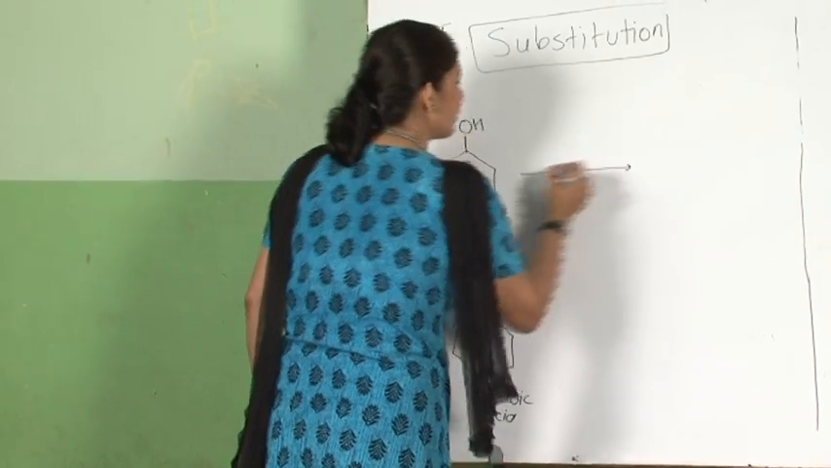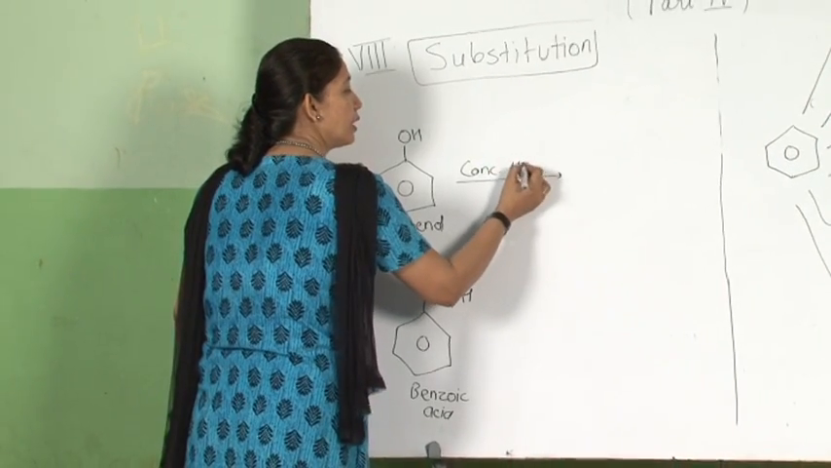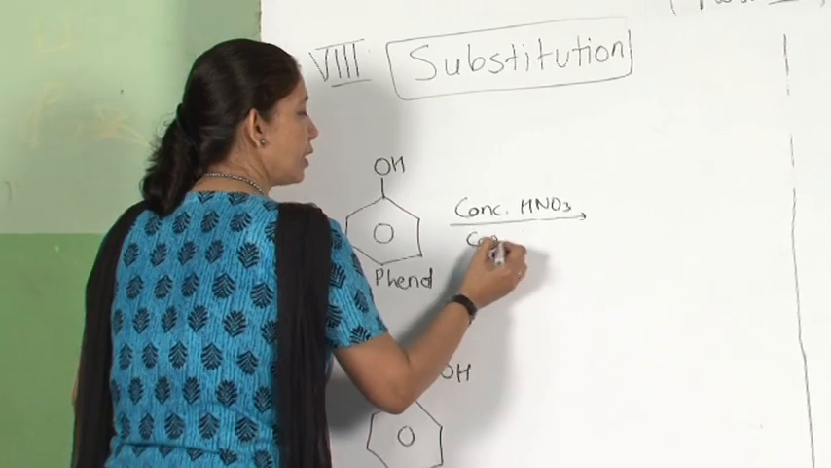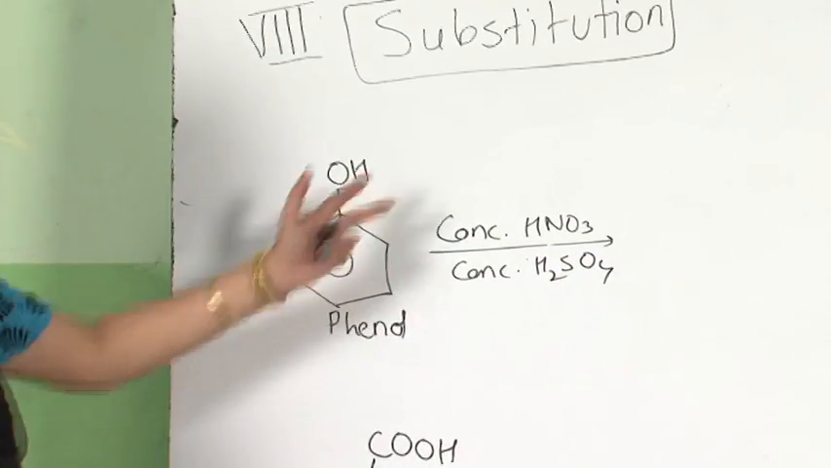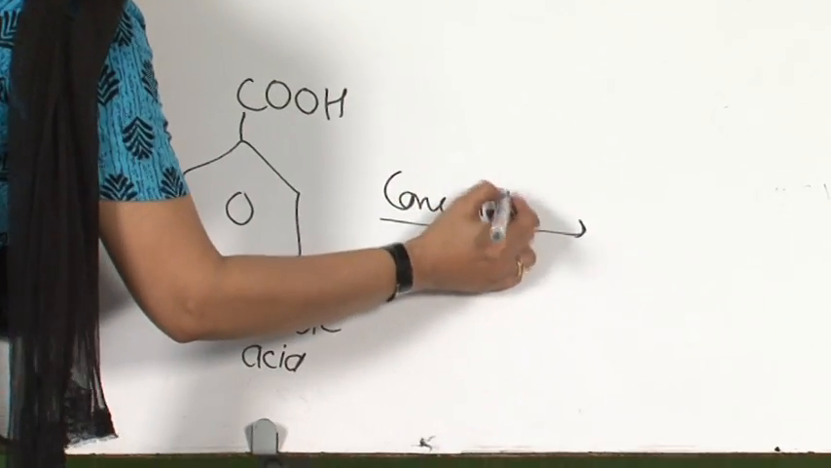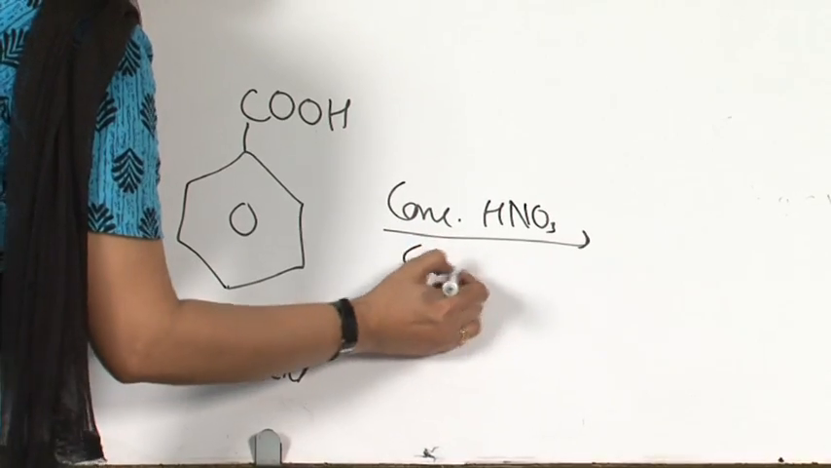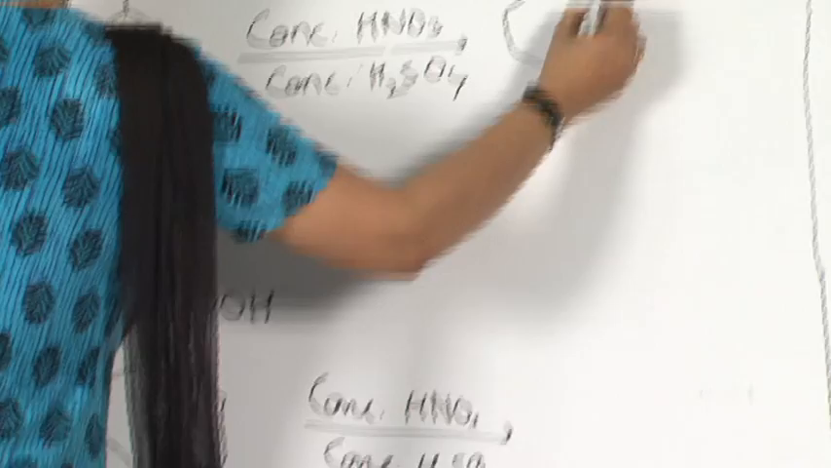Now suppose the question is given like this. What happens when phenol reacts with concentrated HNO3 and concentrated H2SO4? Or what happens when phenol reacts with nitrating mixture? Phenol part remains as it is.